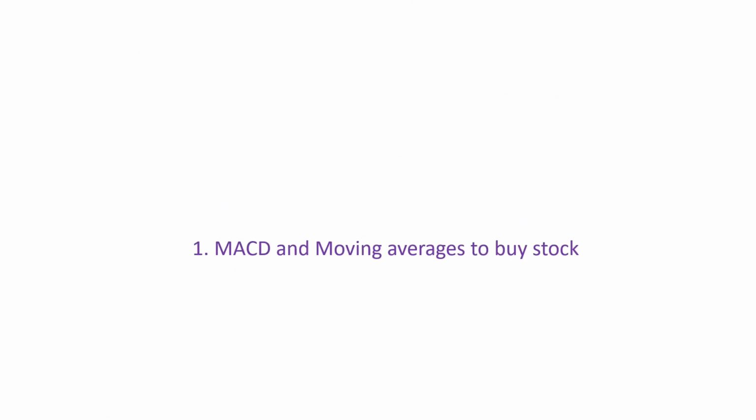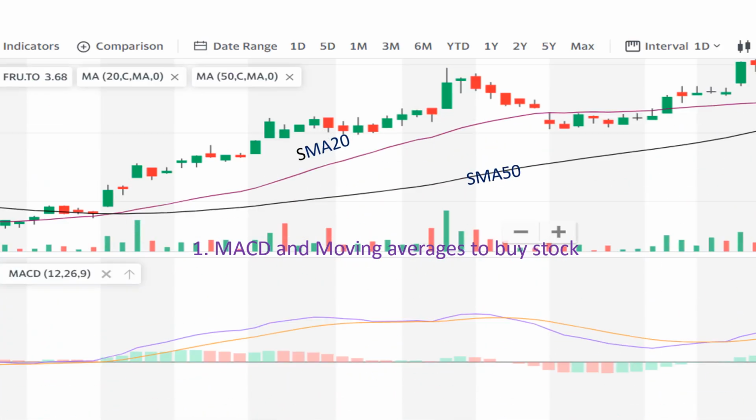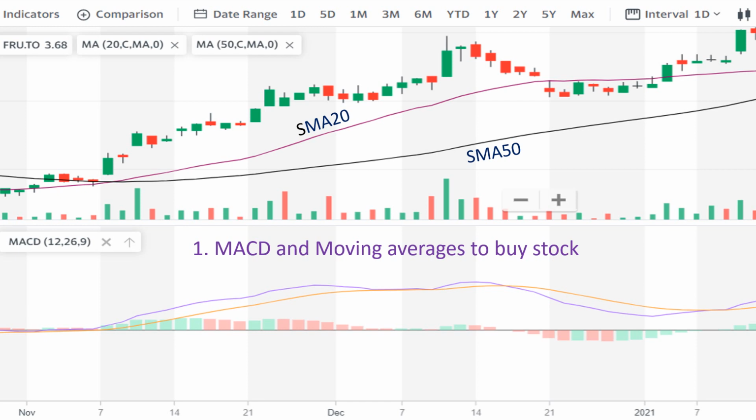The first golden trading strategy using MACD and moving averages to buy stock. This is a stock on the D1 time frame of Finance. In this graph, I installed the MACD indicator with 12, 26, 9 parameters and also two moving averages, namely SMA 20 as a fast moving average indicated with the red color and SMA 50 as a slow moving average indicated with black color. We can use both the MACD indicator and moving averages to identify trends in the stock prices.